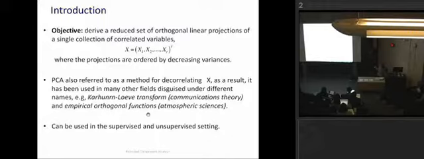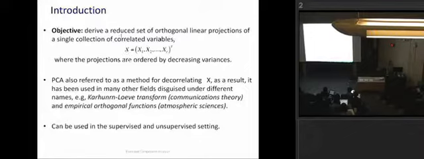So the objective is to derive a reduced set of orthogonal, and this is an important piece, remember, if we have orthogonal predictors, this is important for the estimation of the regression coefficients. There's no influence from the other predictors. We want a reduced set of orthogonal linear projections of a single collection of correlated variables. Here we have our X. So we need orthogonal projections of these variables, which I say here are correlated.